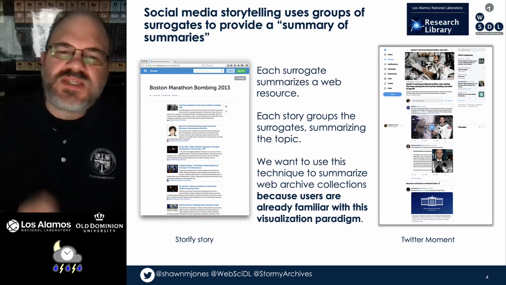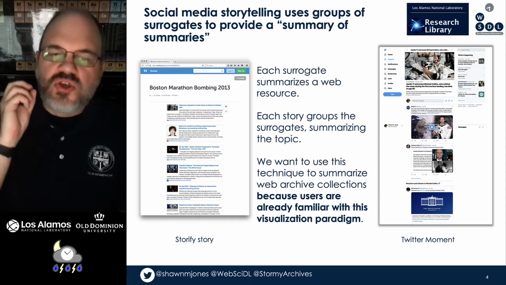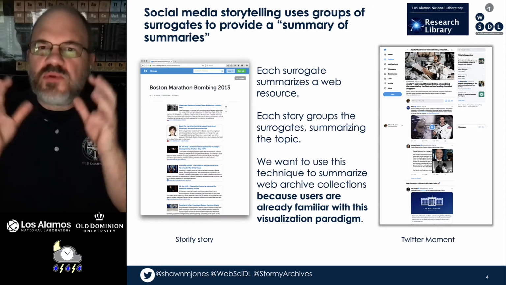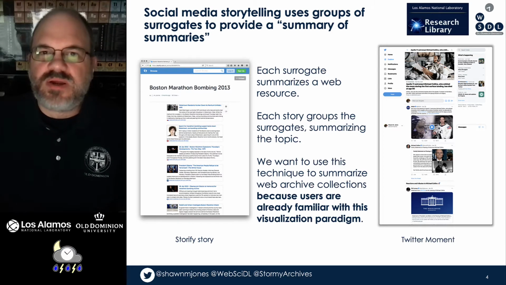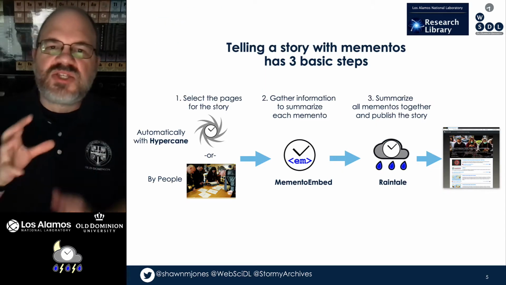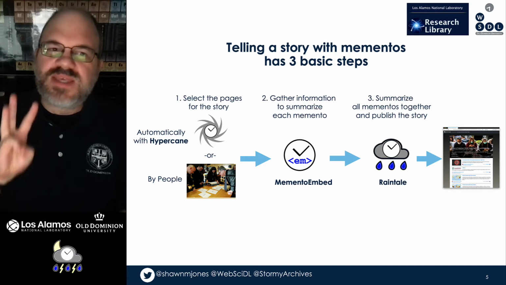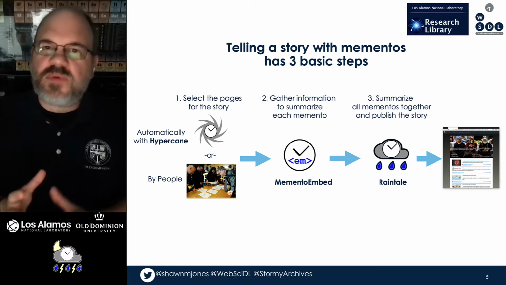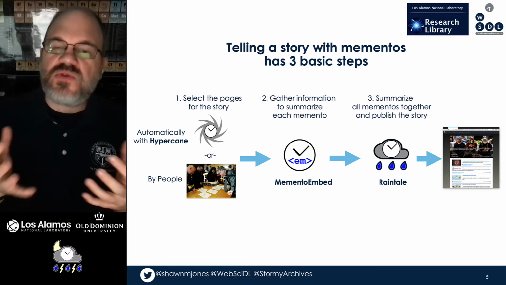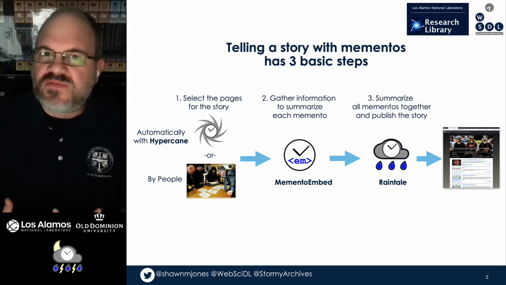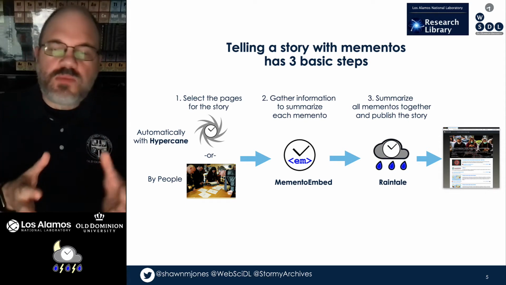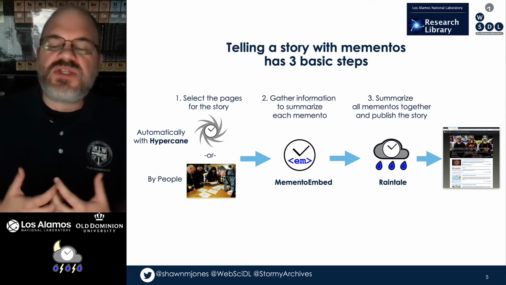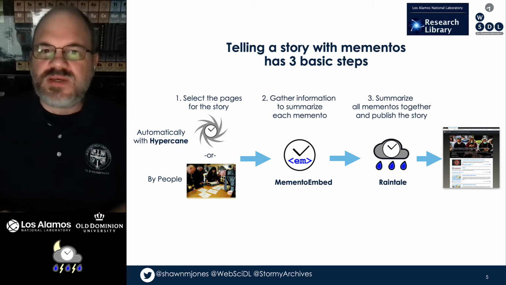We want to use this technique to summarize web archive collections because users, our visitors, the people who we want to use our collections, they're already familiar with this visualization paradigm. And telling a story with mementos has three basic steps. One, select the pages from the story. Now, one can do this automatically with another tool we developed named Hypercane, or it could be done by you or someone who's visited your collection and wants to surface particular pages from it.